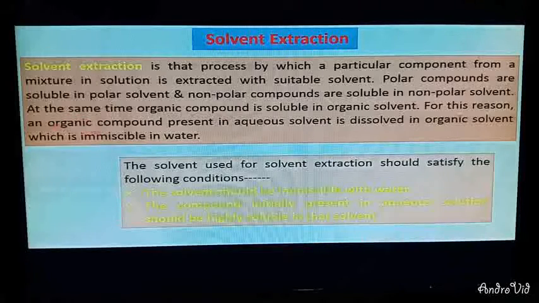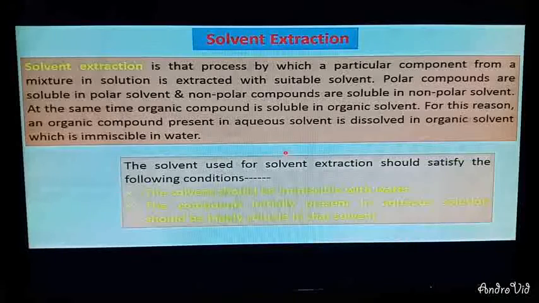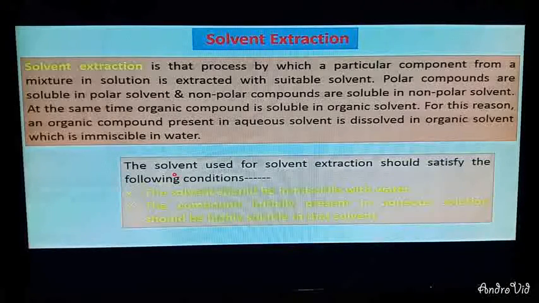An organic compound must not dissolve in an aqueous solvent. We know very well organic compounds are basically non-polar. As it is non-polar, it should dissolve in another organic solvent. It should not dissolve in any aqueous solvent. Now the conditions that any solvent must satisfy if it is to be used in solvent extraction. So what are the conditions?